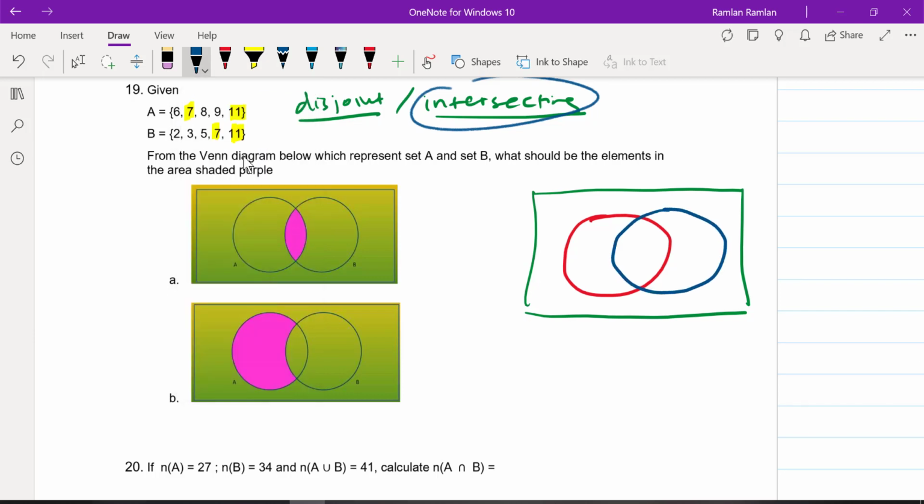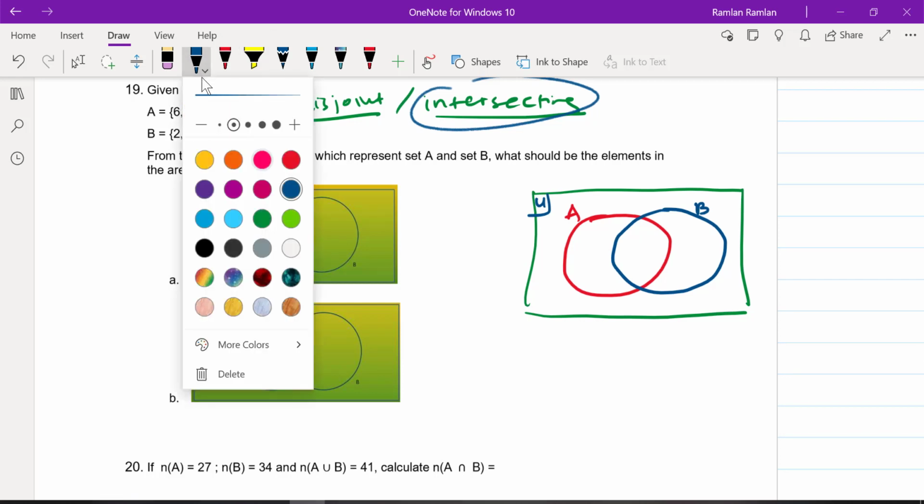Right. So that will be intersecting. For example, if this is set A and this is set B, right? And don't forget to use the U over here. Don't forget. Because the 7 and 11 are the elements that are the same in set A and B, those two elements will be over here in the middle, right?